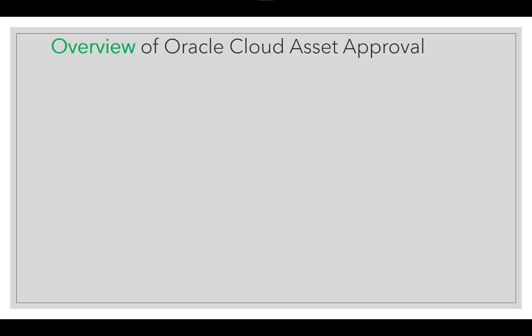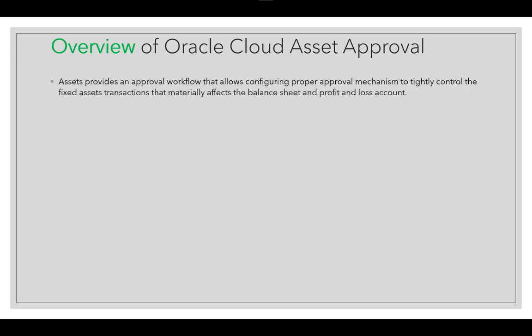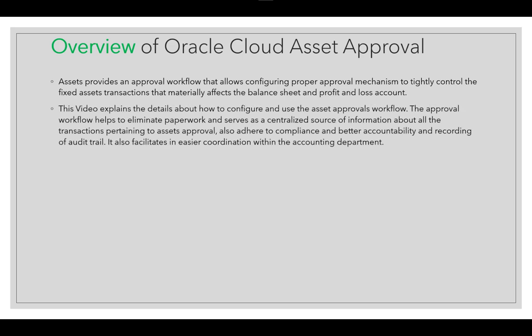Overview of Oracle Assets Approval. As you know, Assets provides an approval workflow that allows configuring a proper approval mechanism to tightly control fixed assets transactions that materially affect the balance sheet and the profit and loss account. It's a new feature to make approval required for transactions like additions, transfer, retirement, and adjustment. This video explains the details about how to configure and how to use the assets approval workflow.